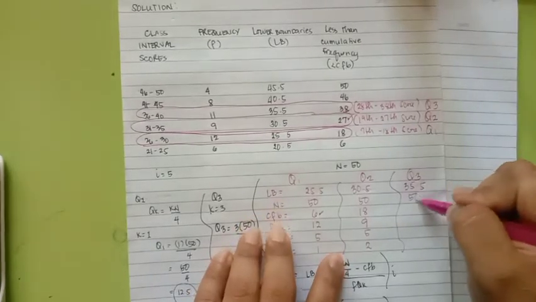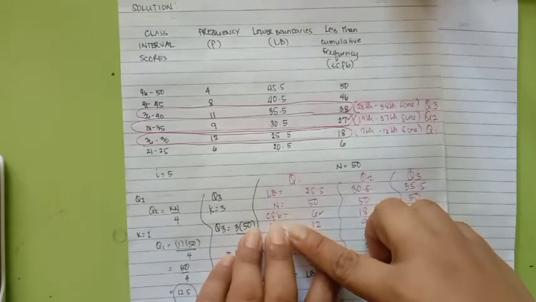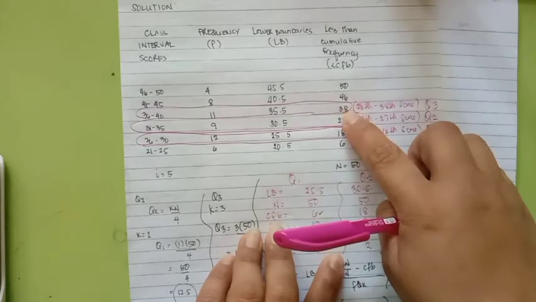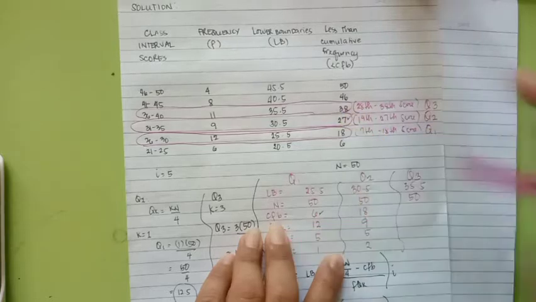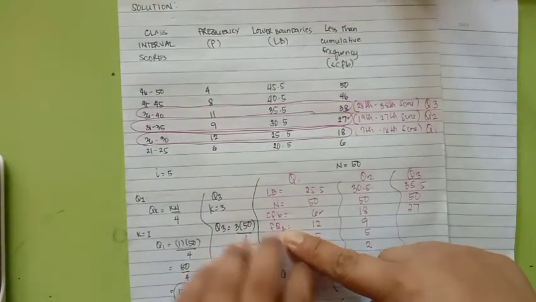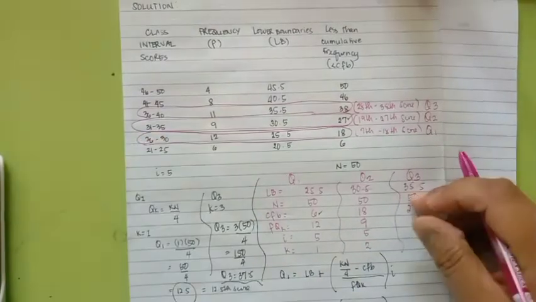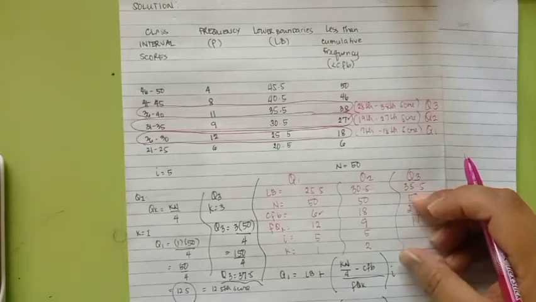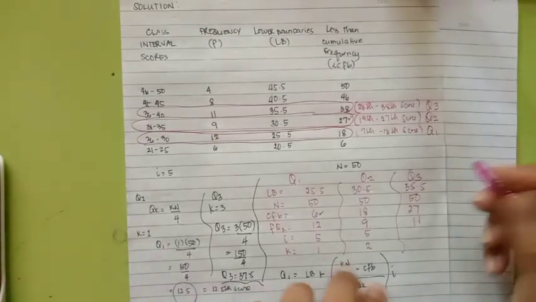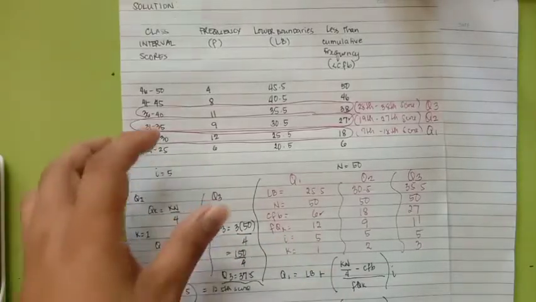N is still 50. Ano yung less than cumulative frequency? Yung less than cumulative frequency natin, yung nasa ilalim ng 38, that is 27. Then, what is the actual frequency? The actual frequency is 11. And then, ang I natin ay 5, and then yung K natin ay 3. Now, let us solve for quartile 3.